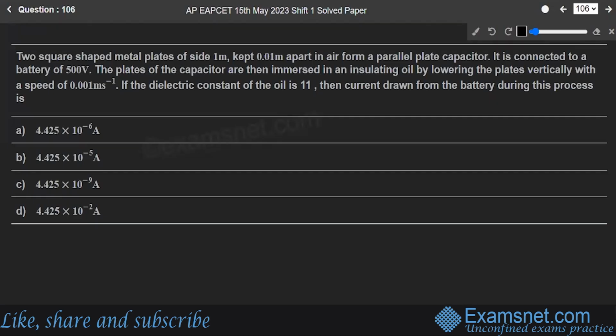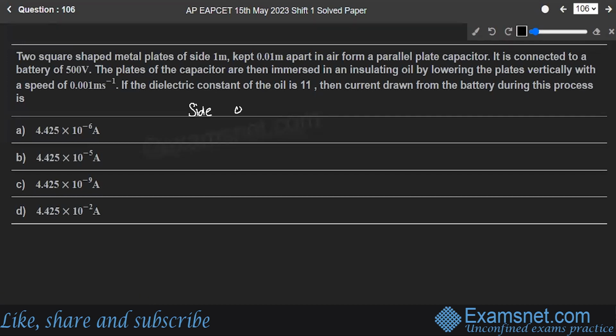This was question number 106. Two square-shaped metal plates of side 1 meter kept 0.1 meter apart in air form a parallel plate capacitor. It is connected to a battery of 500 volts. The plates of the capacitor are then immersed in an insulating oil by lowering the plates vertically with a speed of this much. The dielectric constant of the oil is 11, and the current drawn from the battery during this process is how much? Okay, so you have a number of things.